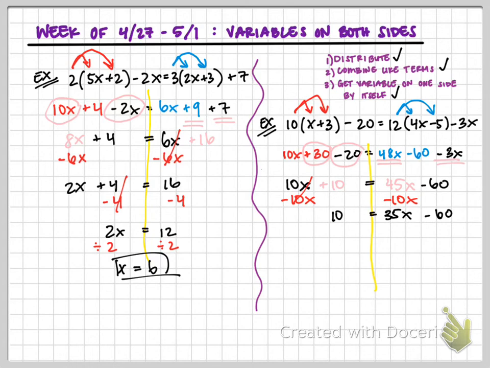Almost there. I need to get x by itself. So let me cancel this negative 60 with the positive 60. Gotta do that to both sides. 10 plus 60, that gives me 70. And then drop down the 35x. Very last step. Need to get x by itself by dividing by 35. So our final answer is, x equals 2.